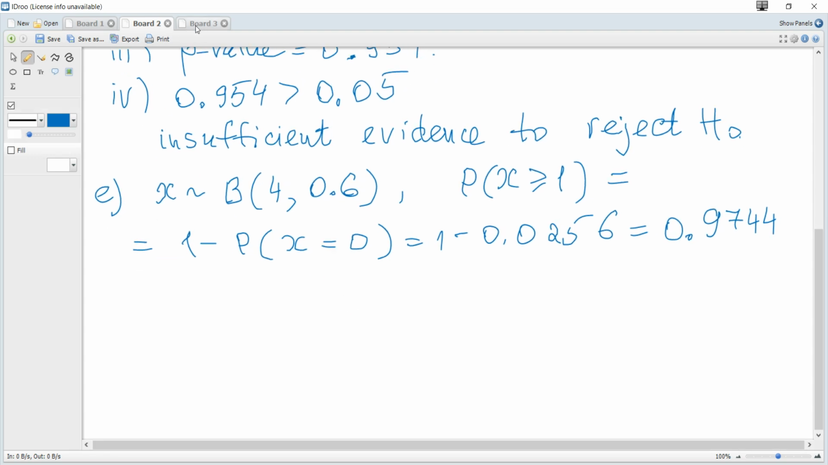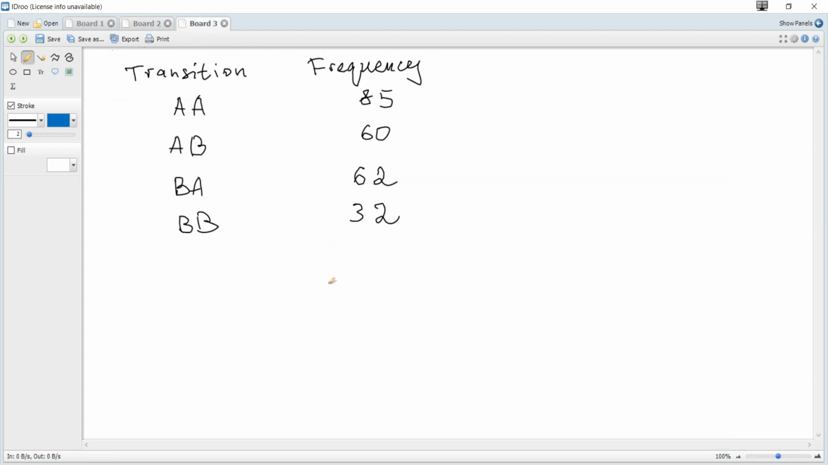The next, Helen thinks that a better prediction might be made by considering the transition between matches. To keep the model simple, she decides to use only 2 states. Argentina won, it's A, or Argentina did not win, it's state B.